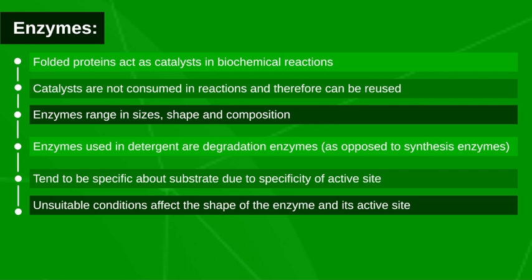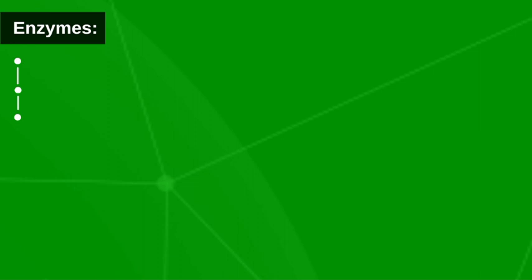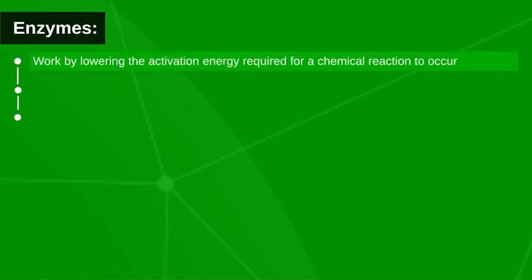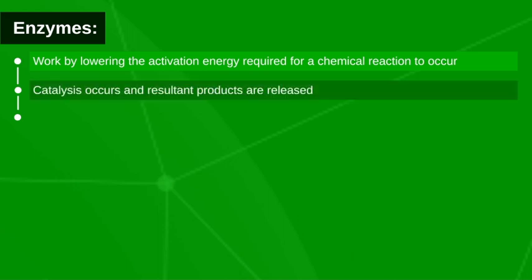active site anymore. Enzymes are catalysts and therefore lower the activation energy required for the chemical reaction to occur through binding of the substrate to the active site in the enzyme and the resulting orientation produced. Catalysis occurs and resultant products are released.